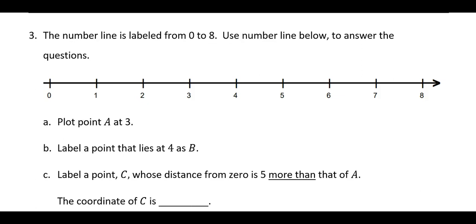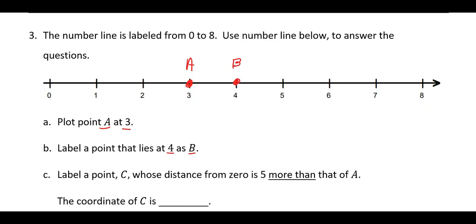Here we have another number line. I will continue to plot points according to the descriptions below. Question A says to plot point A at 3. So I just need to find the 3 on the number line and put an A there. Question B says to label a point that lies at 4 as B. So B will be on 4 on the number line. So here's point B.